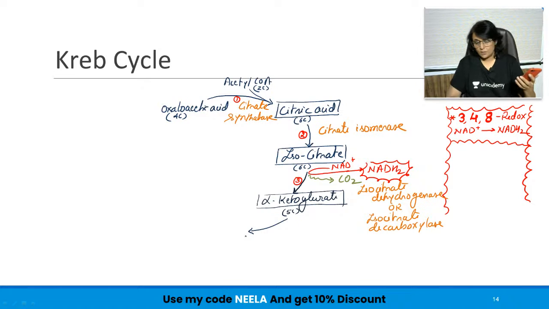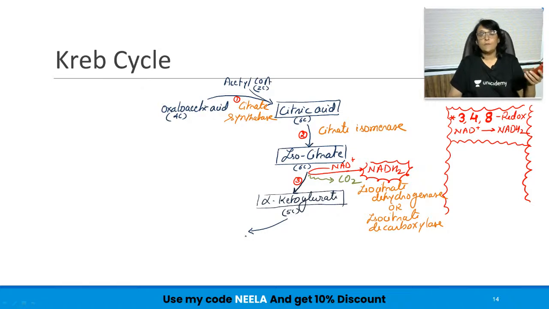Isocitrate oxidase, yes, you can. You can call it dehydrogenase or oxidase. See, this is what happens when you understand, right? If hydrogen is removed, you call it dehydrogenase, but at the same time it is undergoing oxidation. So isocitrate oxidase also, very good.